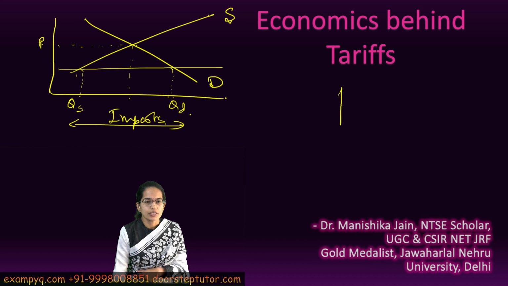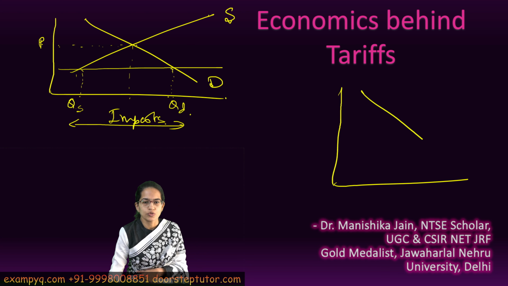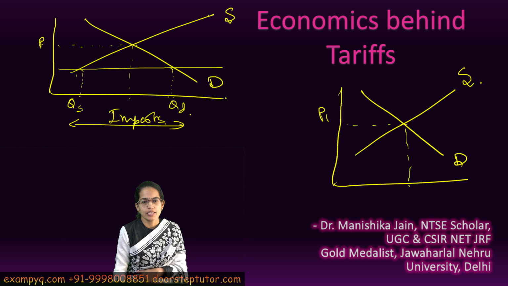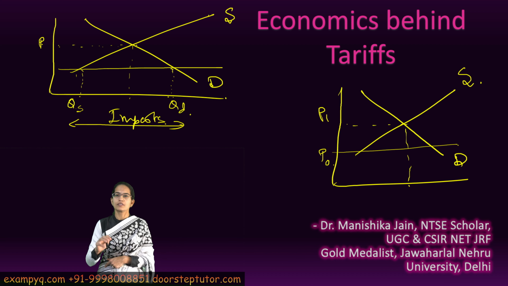I would have the same demand and supply curve. So demand is downward sloping, supply is upward sloping. We have the price equilibrium here, correct? So this is my P1. Initially, this was the world price, which was, let's say, P0. Okay, this is my world price.